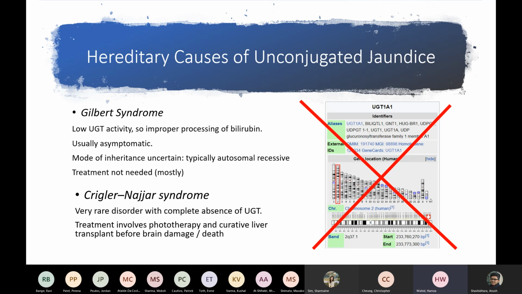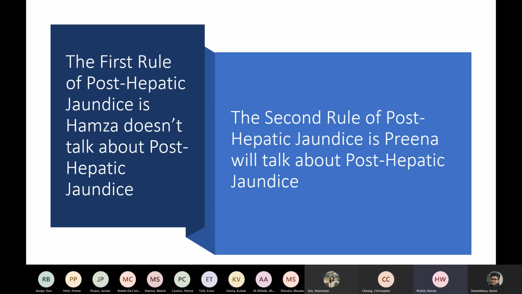So, Crigler-Najjar syndrome, as you probably guessed from the slide, if Gilbert is low UGT, Crigler-Najjar is no UGT whatsoever. And this is really, really bad. If they don't get a liver transplant, it will usually be fatal. So yeah, that's hereditary causes of unconjugated jaundice. Right, we're on to post-hepatic jaundice now, which I don't want to talk about, but luckily someone else will, so that's all good.